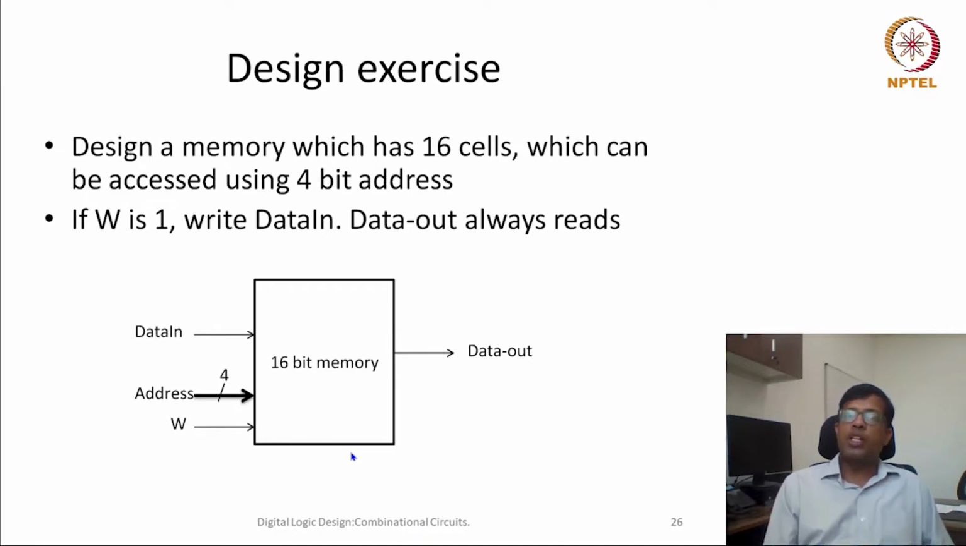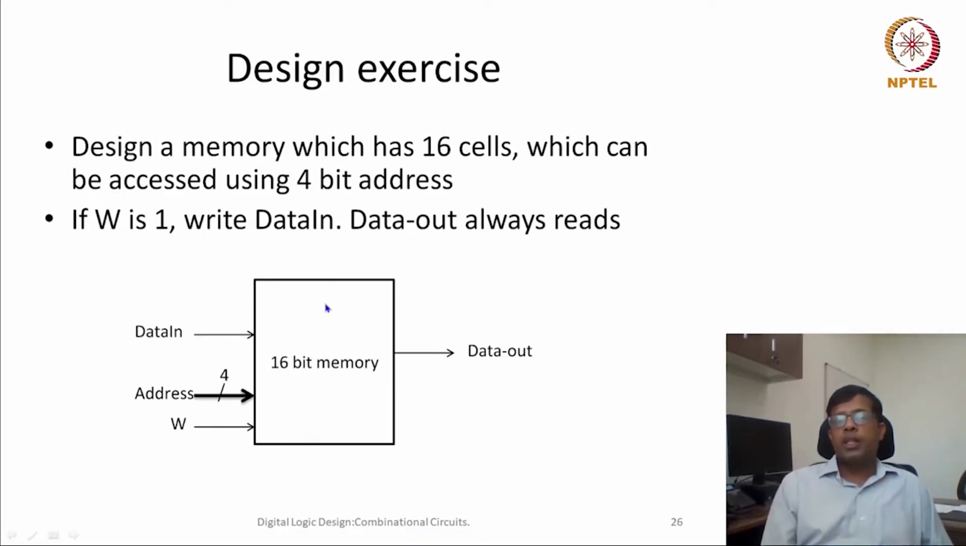Similarly, bit address 0001 lets me access cell number 1. Along with this address, if W is 1, then data in would be written to the particular memory cell which this address is pointing to. And otherwise, this address will always give out whatever is written in that particular memory cell.